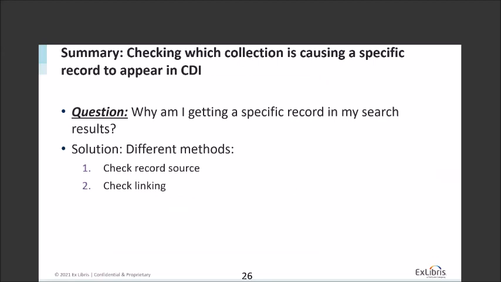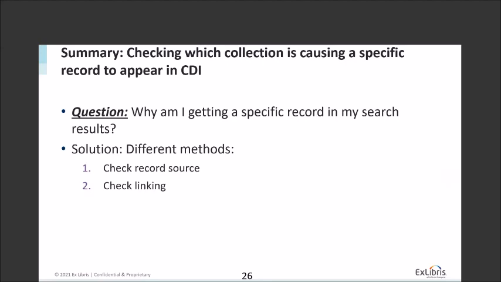So this is a summary of the way to check which collections are causing a specific record to appear in CDI, and the solutions that we currently propose to use are, first of all, checking the record source, so look at the activation source in the full display, and checking the linking.